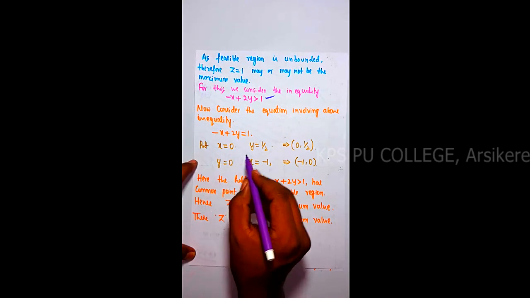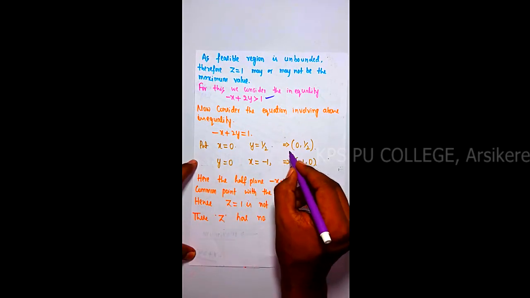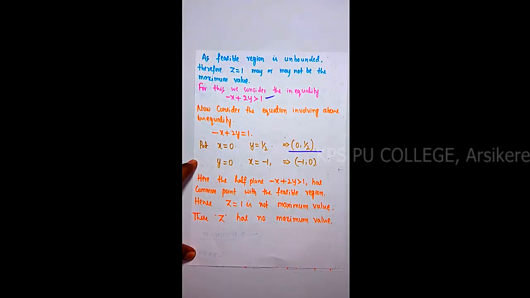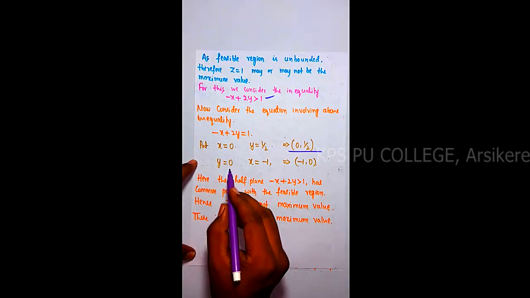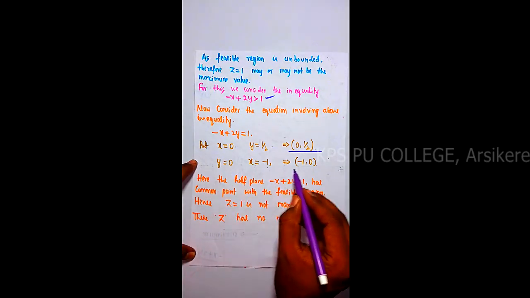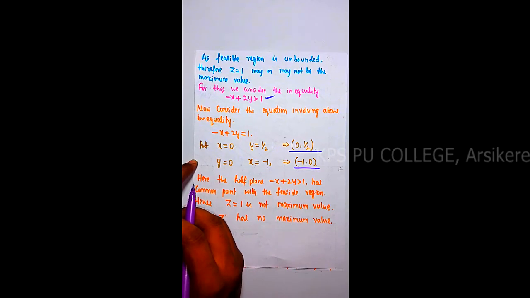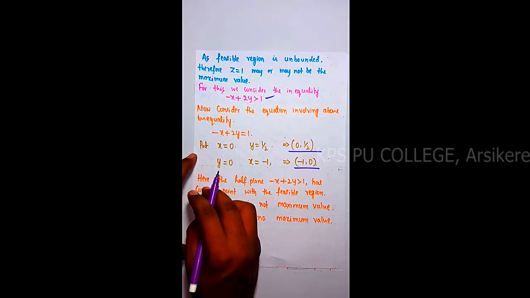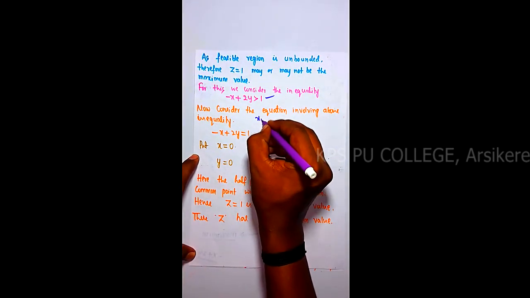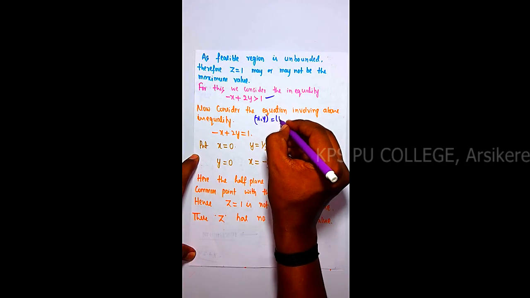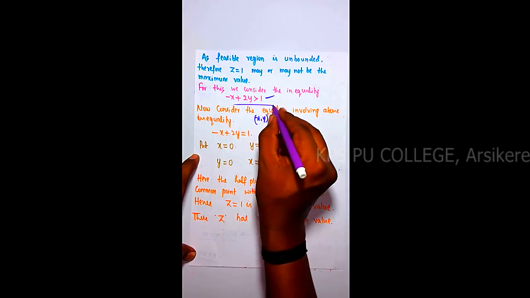Substitute x is equal to 0, y is equal to 1/2. The corresponding point here is 0, 1/2. When I substitute y is equal to 0, x is equal to -1. Point here is -1, 0. Next we have to check whether the solution region is away from the origin or towards the origin. For that, we substitute x, y is equal to 0, 0 in the inequality.